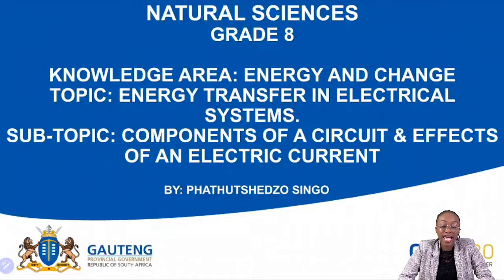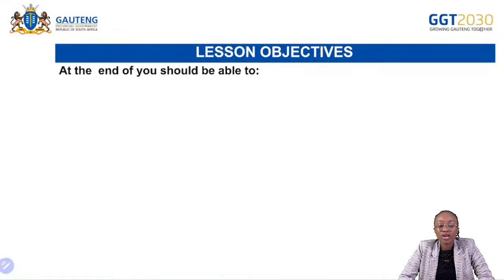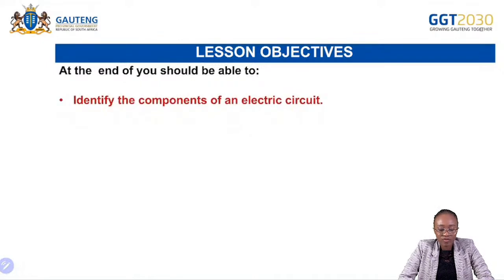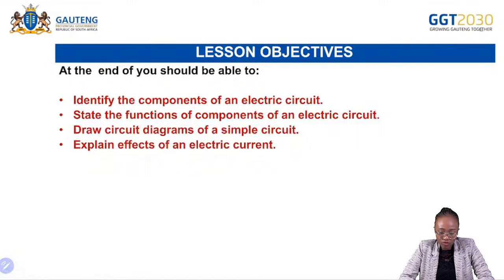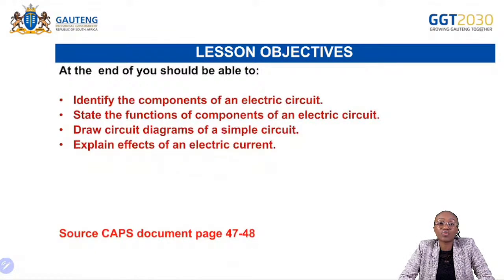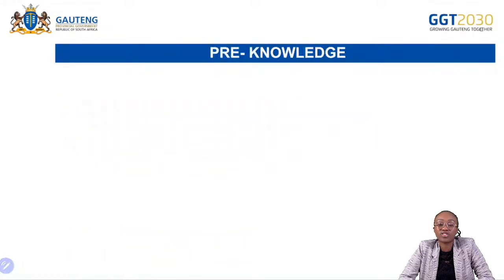The topic is energy transfer in electrical systems, and the subtopic is components of a circuit and effects of an electric current. Now let's go through the lesson objectives to see the goals that we need to achieve by the end of today's lesson. At the end of the lesson, you should be able to identify the components of an electric circuit, state the functions of components of an electric circuit, draw circuit diagrams of a simple circuit, and explain the effects of an electric current. This is sourced from your CAPS document on page 47 to page 48.